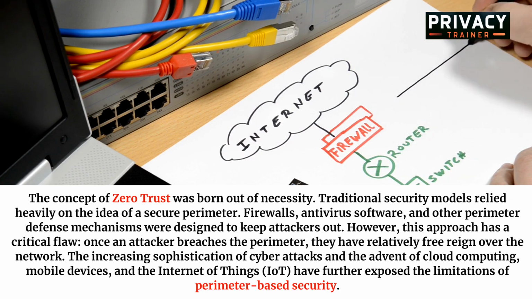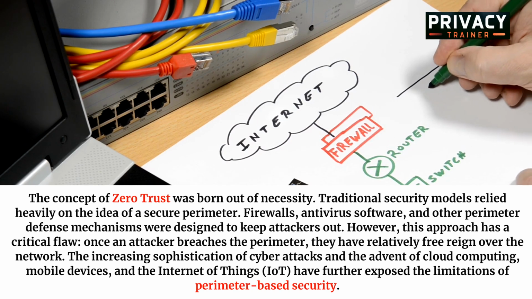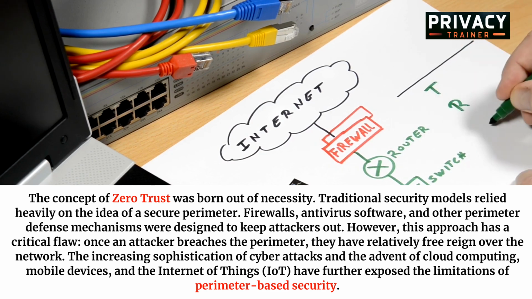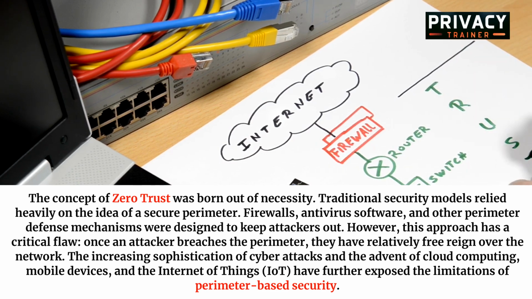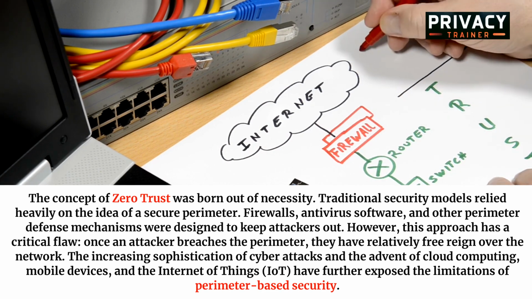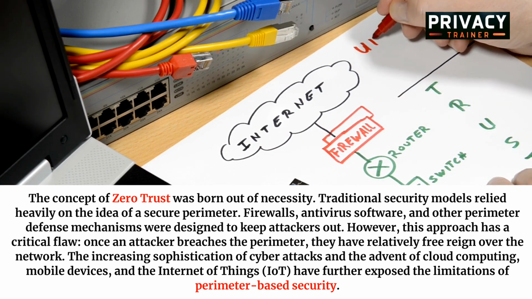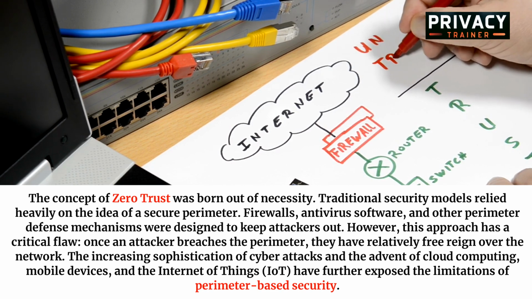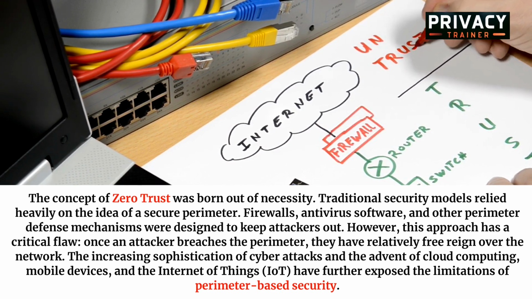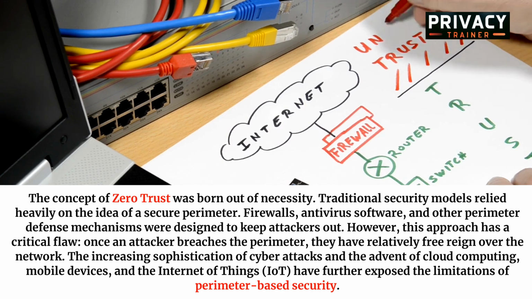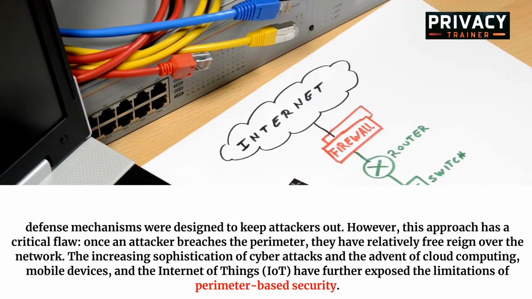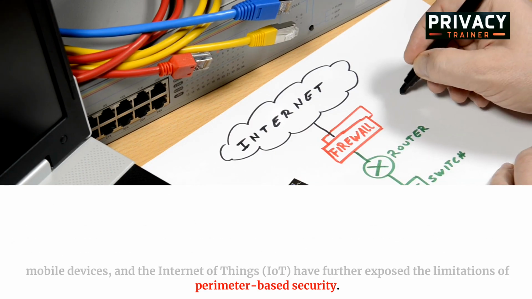Traditional security models relied heavily on the idea of a secure perimeter. Firewalls, antivirus software, and other perimeter defense mechanisms were designed to keep attackers out. However, this approach has a critical flaw. Once an attacker breaches the perimeter, they have relatively free reign over the network. The increasing sophistication of cyber attacks and the advent of cloud computing, mobile devices, and the Internet of Things, IoT, have further exposed the limitations of perimeter-based security.